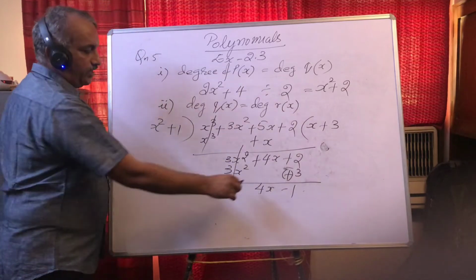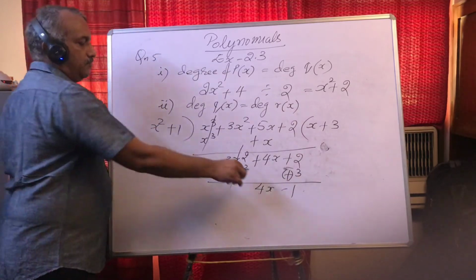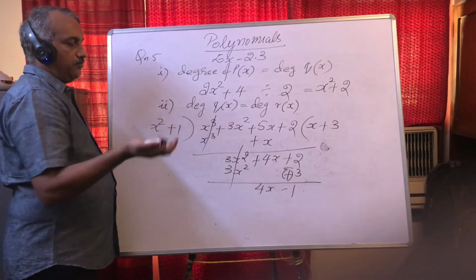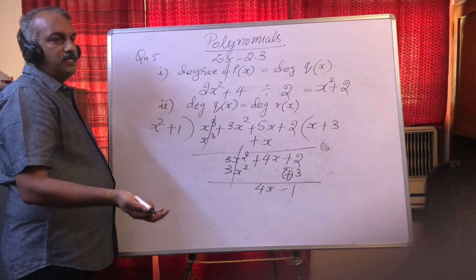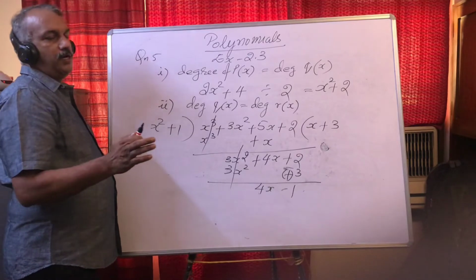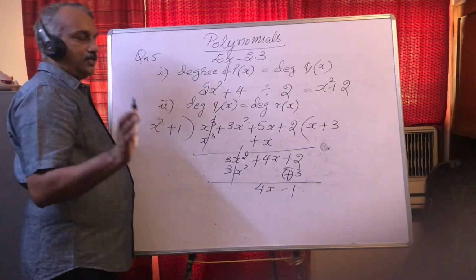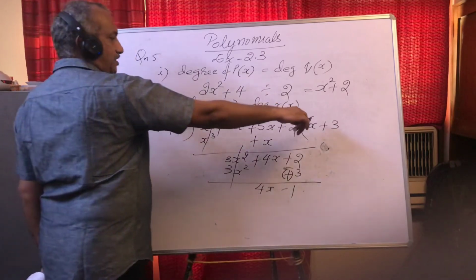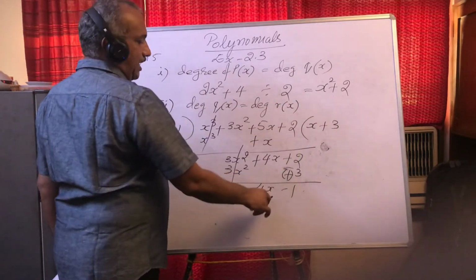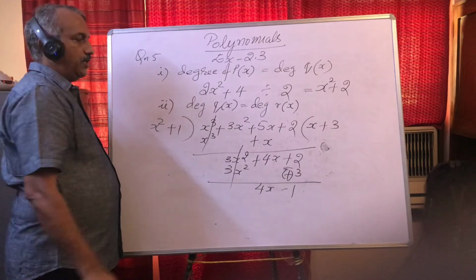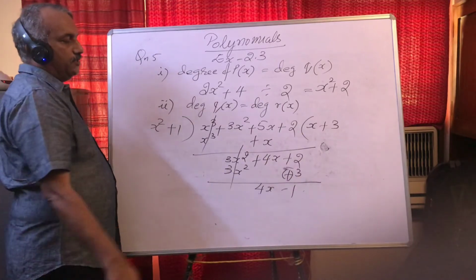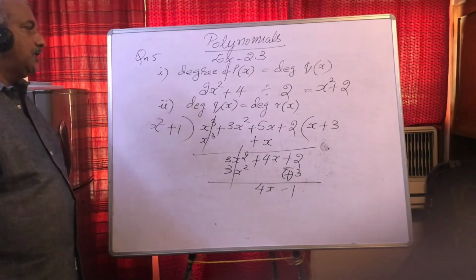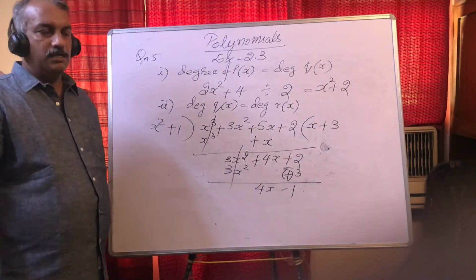See, you cannot divide this by this one, because 4x upon x square is not a polynomial, because x is in the denominator. When it is taken to the numerator, the power will become negative, so it is not considered a polynomial. So here the division is over. Now the quotient is x plus 3 and the remainder is 4x minus 1, so we can say in this case the degree of the quotient is equal to the degree of the remainder.